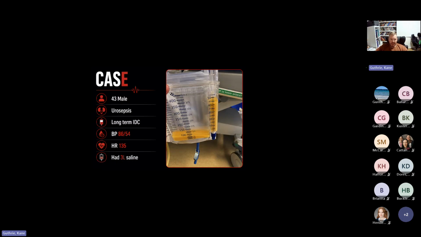Moving on to case number 2. This is a 43-year-old male. He has a long-term IDC, and he comes in with urosepsis, and it's bad. You can see it's cloudy, lots of sediment there. His blood pressure is 86 on 54. He's tachy at 135, and he's had 3 litres of saline.